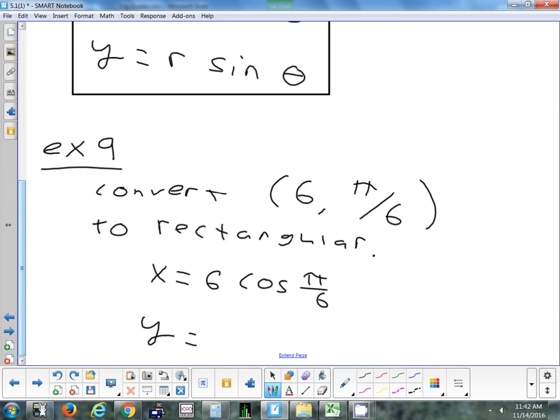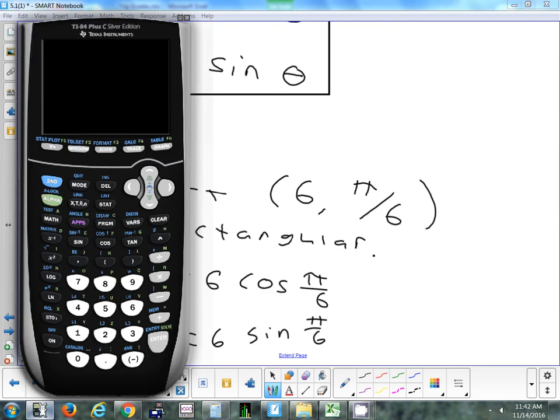It would be y equals r sine theta, with 6 and pi over 6. So can you tell me what I'm going to put here, and I'll type it in exactly. It would be 6 sine pi over 6. Perfect. Yep. 6 sine pi over 6. Okay, so now we'll just type them in.